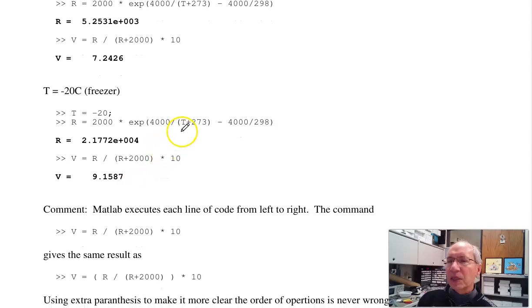And kind of a comment, it never hurts to use extra parentheses. The parentheses make it clear what you do first. So this way I add the 2000 to R and then divide R by that. Take out the parentheses and I get a different problem. It's going to go left to right: R divided by R is 1, plus 2000.